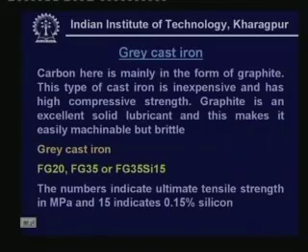So this 35 megapascal is the ultimate strength of that grey cast iron for this typical variety. And 15 indicates, as you can understand, 0.515% of silicon is present in this grey cast iron. So this is just to give you an idea of how the grey cast irons are designated, as I told you right now.